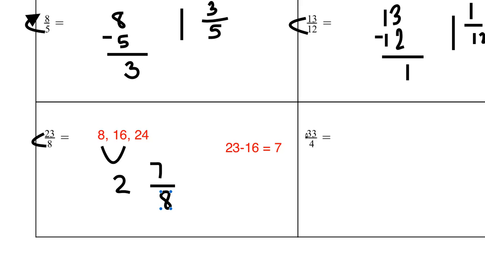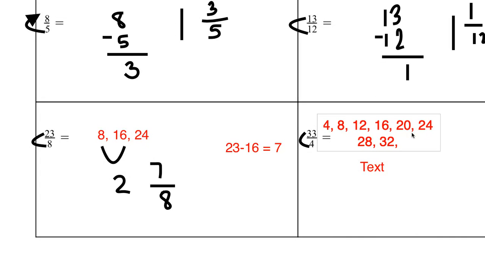So now over here for 33/4, we're going to again take the same approach. How many 4s in 33? We'll start by listing our multiples of 4. And if we do that, we get 4, 8, 12, 16. Let's move this over just a little bit. 20, 24, got to keep going, 28, 32, 36.